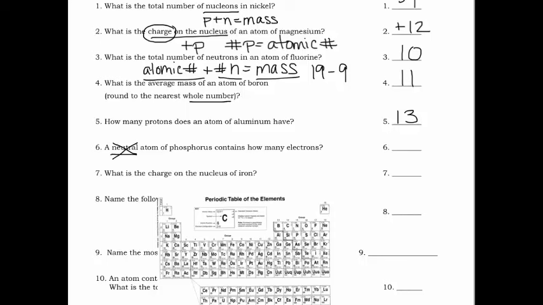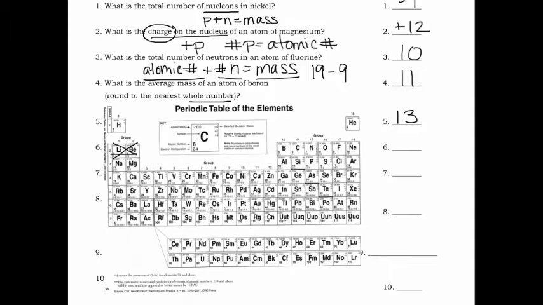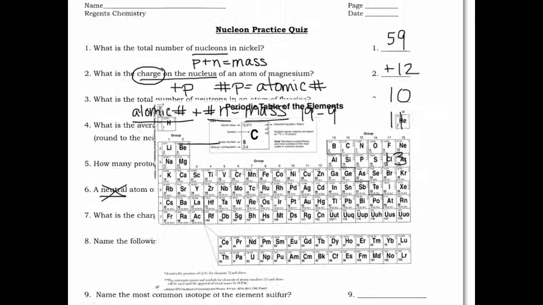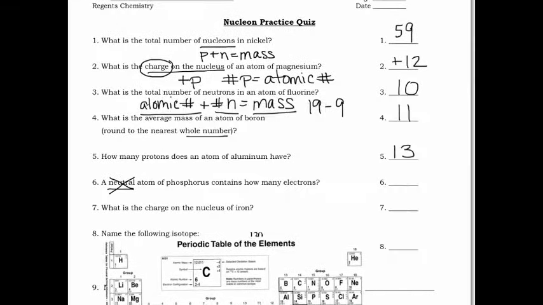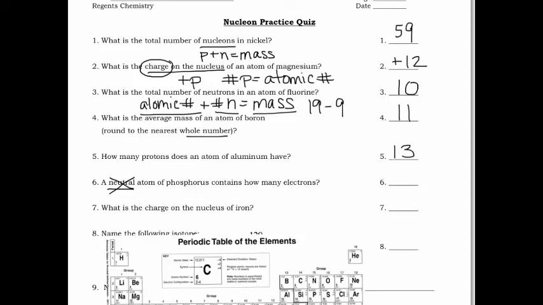So let's find phosphorus. Phosphorus is right here. It's P. Okay, it has an atomic number of 15. Atomic number is the number of protons, so that's how many pluses it must have. So it must have the same number of minuses. So it has 15 electrons as well.